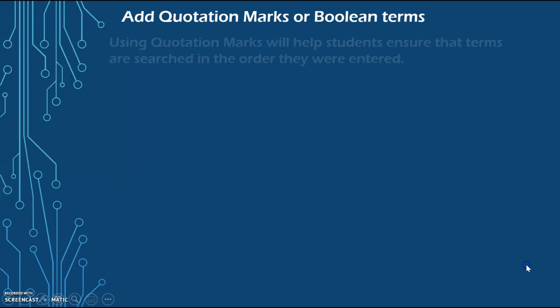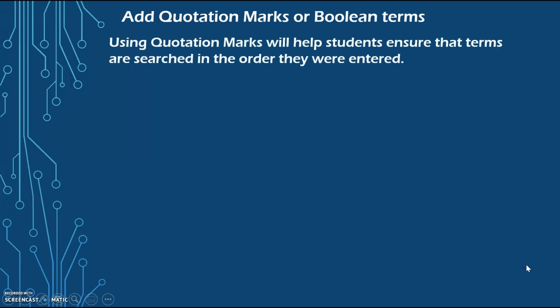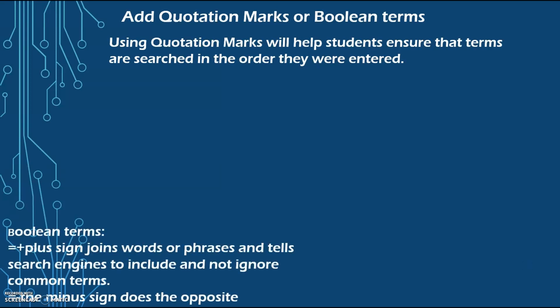A, Add quotation marks or Boolean terms. Using quotation marks will help students ensure that terms are searched in the order they were entered. Boolean terms, such as the plus sign, mean to join words or phrases and tell search engines to include and not ignore common terms, while the minus sign does the opposite.